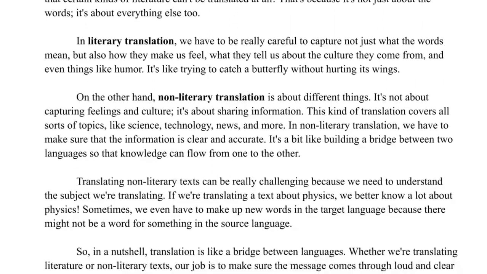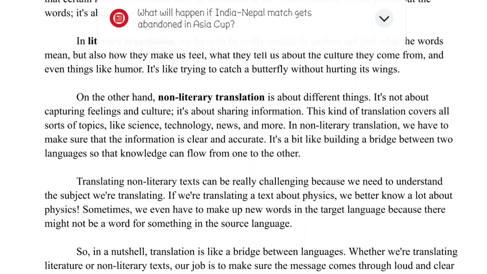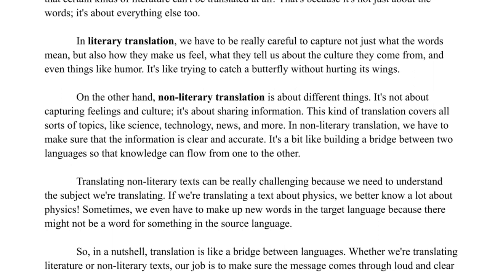On the other hand, non literary translation is about different things. It's not about capturing feelings and culture, it's about sharing information. This kind of translation covers all sorts of topics like science, technology, news, and more. In non literary translation, we have to make sure that the information is clear and accurate. It's a bit like building a bridge between two languages so that knowledge can flow from one to the other.